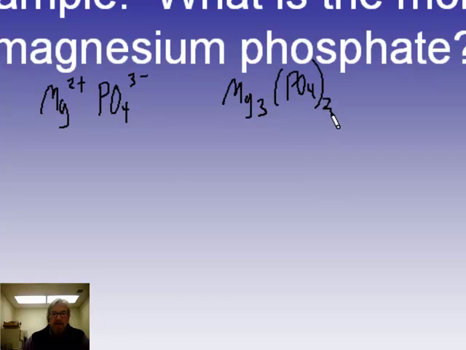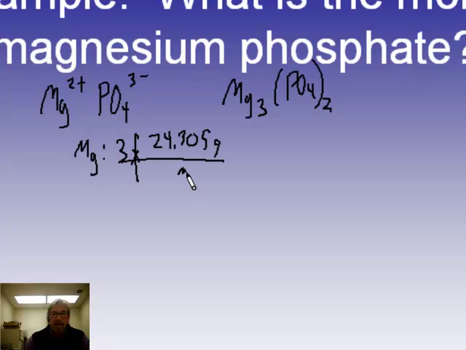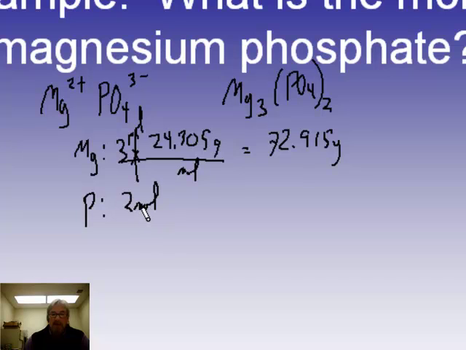So that means to find my molar mass, for magnesium, I'm going to have to take 3 times the molar mass of magnesium, which is 24.305 grams per mole. So it's 3 moles times that number. And that comes out to 72.915 grams of magnesium in a mole of the compound. For phosphorus, well, there's 1 P in every PO4, but there are 2 PO4s. So that means a total of 2 moles of phosphorus in a mole of this compound. Phosphorus is 30.974 grams per mole. When I do my arithmetic, that comes out to 61.948 grams of phosphorus.